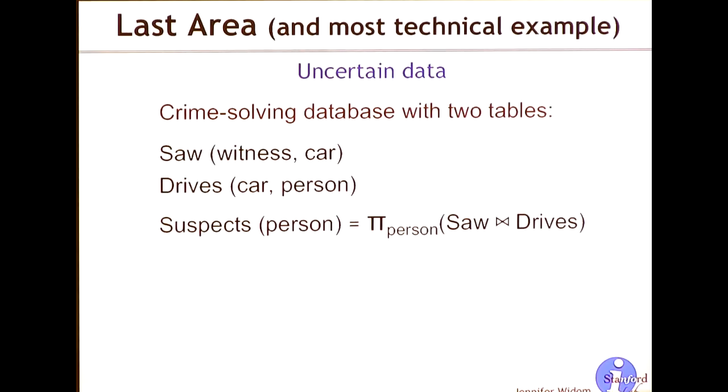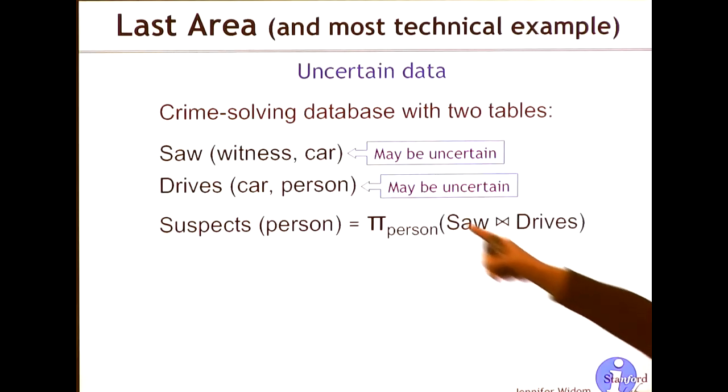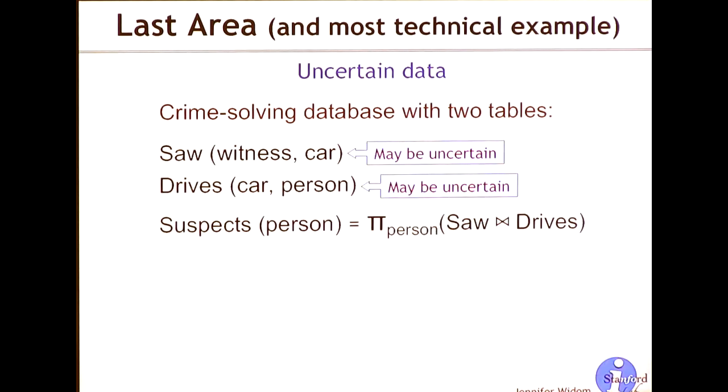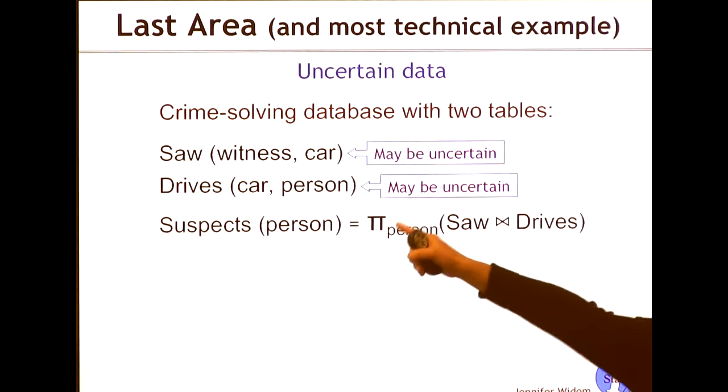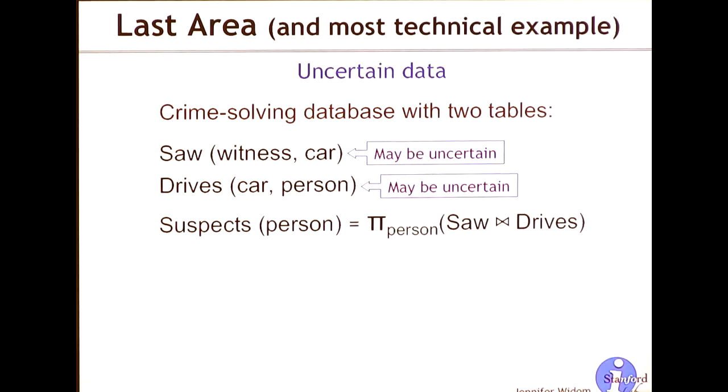When we want to generate suspects for the crime, we do, this is relational algebra, but don't worry about it, a simple join of those two. We're going to say a suspect in a crime is someone who drives a car that was seen by a witness at the crime. I'm trying to make the simplest possible example here to show my point. But we're going to add a little wrinkle, which is these relations might be uncertain. It might be that the witness thinks they might have seen the car, they're not sure. Maybe this car, we don't quite know who it's driven by because these are criminals and they might steal cars and so on. So those are going to be uncertain tables.